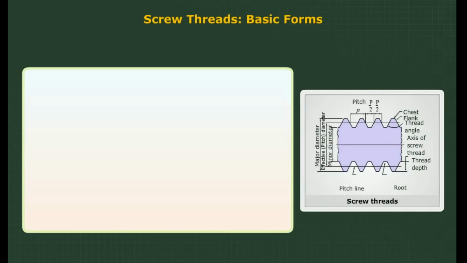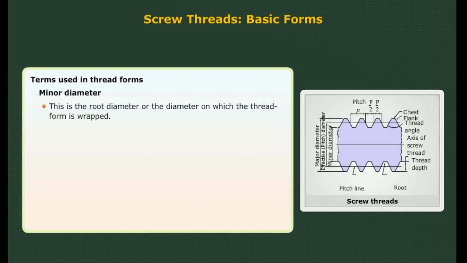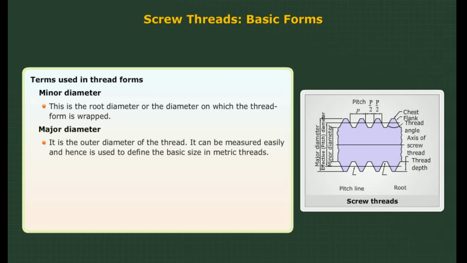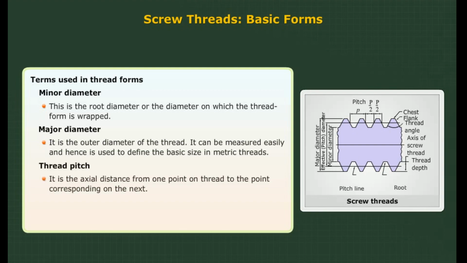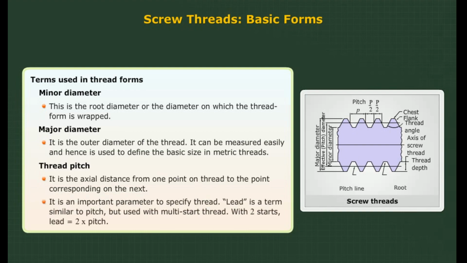Screw threads. Basic forms. Terms used in thread forms. Minor diameter. This is the root diameter or the diameter on which the thread form is wrapped. Major diameter. It is the outer diameter of the thread. It can be measured easily and hence is used to define the basic size in metric threads. Thread pitch. It is the axial distance from one point on the thread to the point corresponding onto the next. It is an important parameter to specify the thread. Lead is a term similar to pitch, but used with multi-start thread.